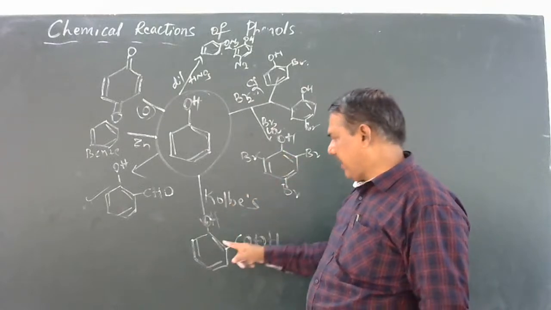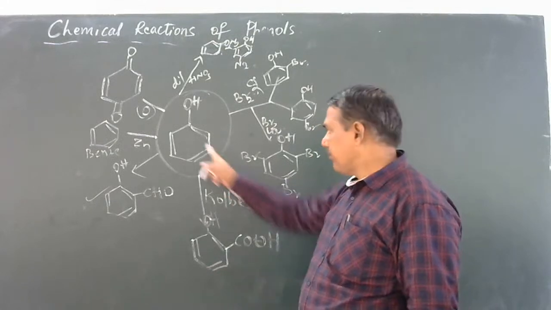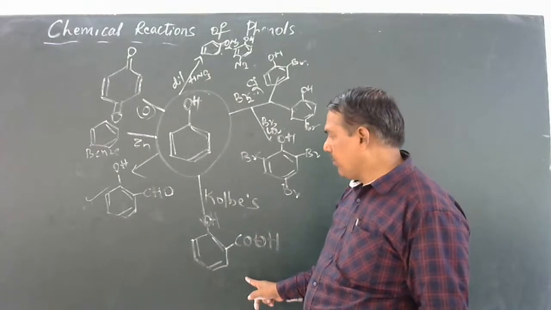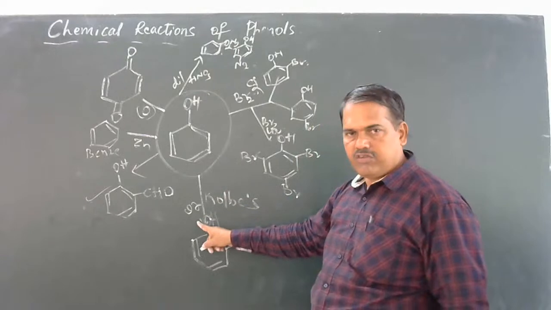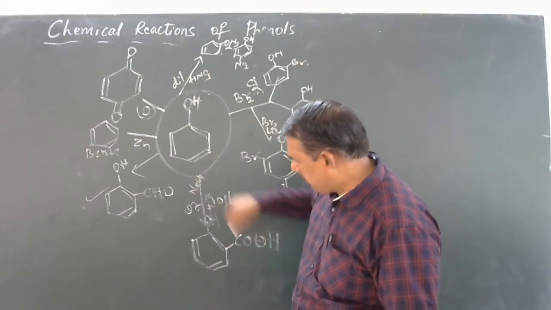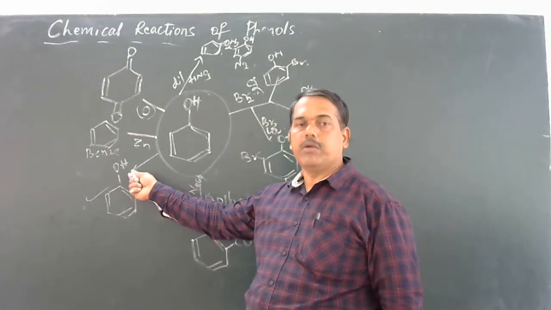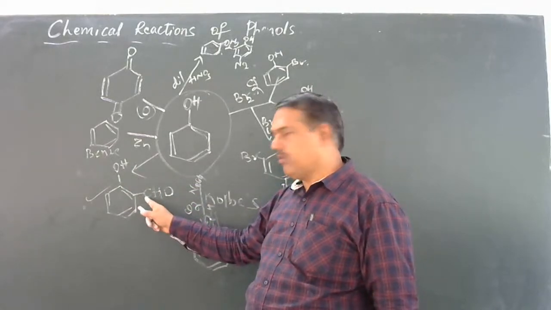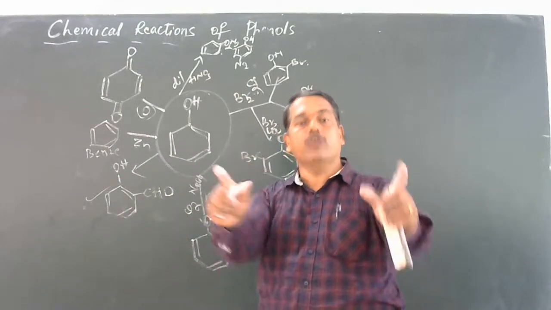Again, in the Kolbe reaction, phenol is converted to salicylic acid. In the Kolbe reaction, what are the reagents used? Carbon dioxide, again NaOH, and finally you have to acidify. That's all. Again, in the Reimer-Tiemann reaction, phenol is converted into salicylaldehyde. An aldehyde group is introduced.